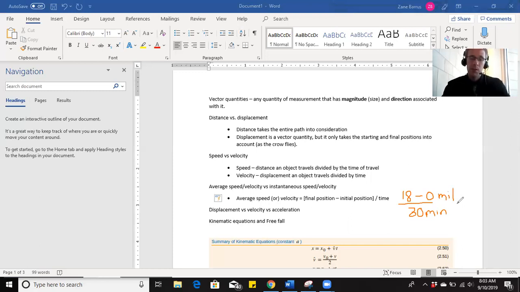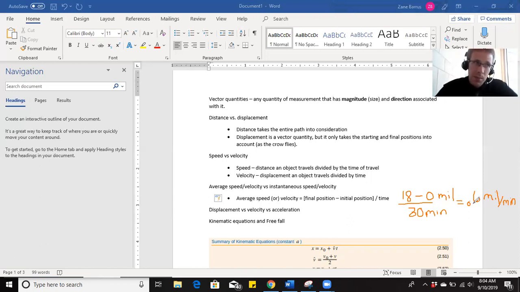I could plug those numbers in. 18 minus 0 divided by 30, and I would get about 0.6 miles per minute. Now realize that doesn't tell me much about my journey. That's just an average. For all we know, I could have run into construction on the way to school. So was I really driving 0.6 miles every minute the entire way?